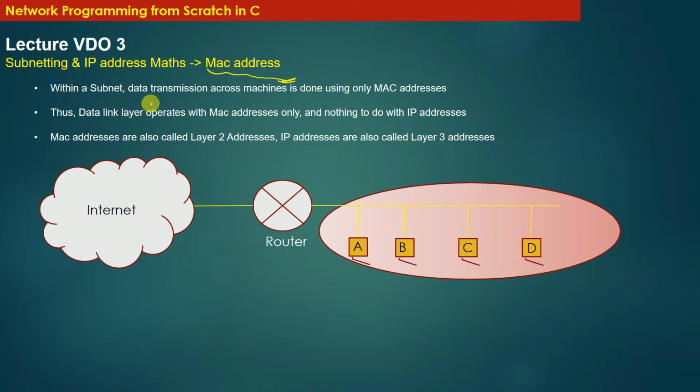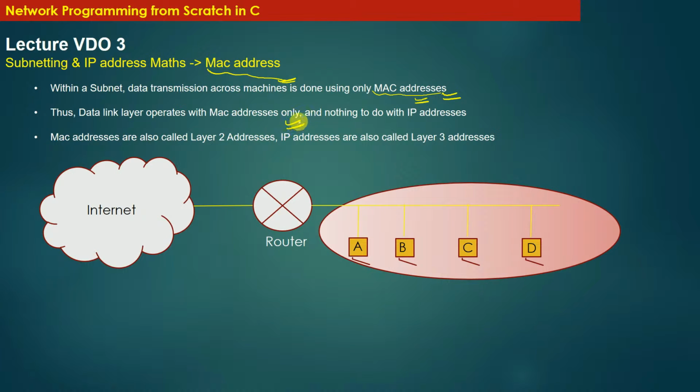So within a subnet, data transmission between machines is done using only MAC addresses. Note this point: whenever the communicating machines belong to the same subnet, the data delivery is done using only MAC addresses. The IP address does not play any role in data delivery whenever the communicating machines belong to the same subnet. Thus, the data link layer operates with MAC addresses only.